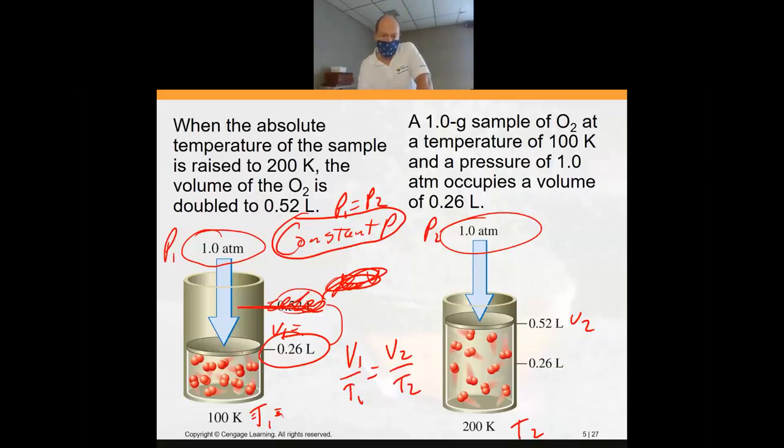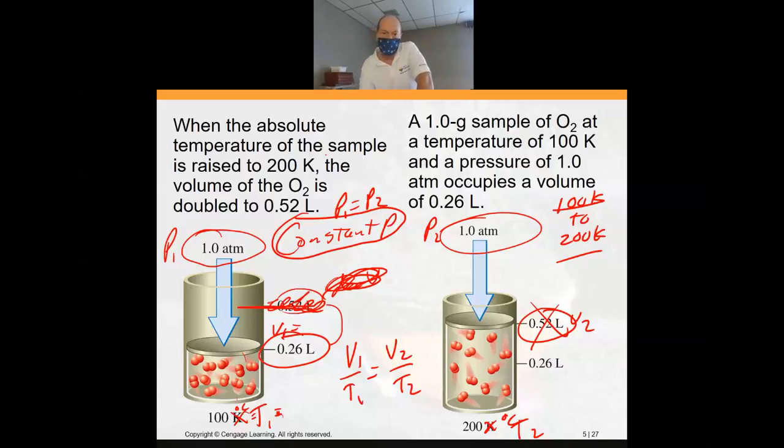However, if you change this Kelvin to Celsius and you're solving for V2, that would not be your V2. When you go from 100 Kelvin to 200 Kelvin, you have doubled your temperature. When you double your temperature, what happens to your volume? You double your volume. You increase the temperature, you increase the volume. So whatever the volume was, 0.26, now it's 0.52.